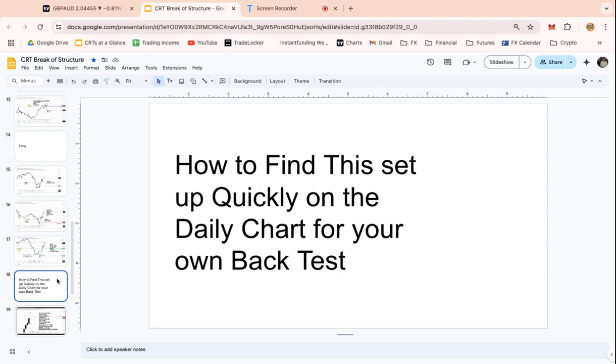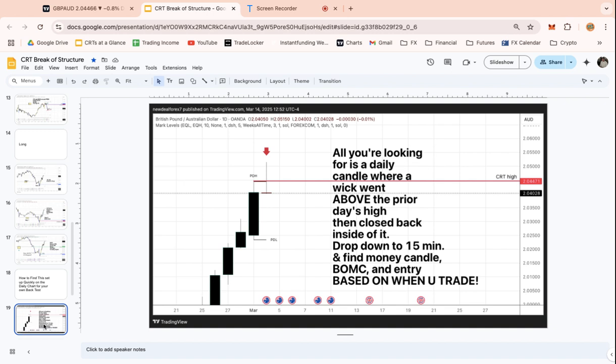Okay. So when you backtest for yourself, which you don't have to spend all day doing, I'd only recommend about a month or so. You don't have to backtest for years. You're only looking for the same pattern. Train your eyes to see this though. So you can use the daily chart for your own backtesting example. For example, here is a pound Australian. All you're looking for on the daily chart, and again, you're not trading the daily chart.